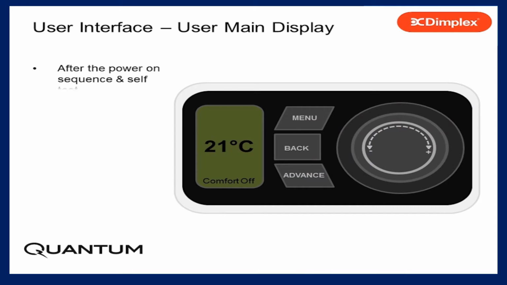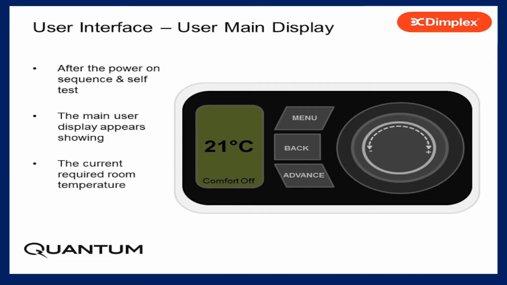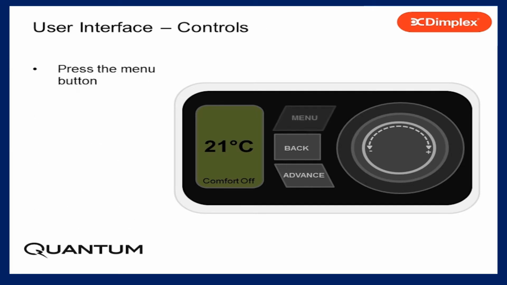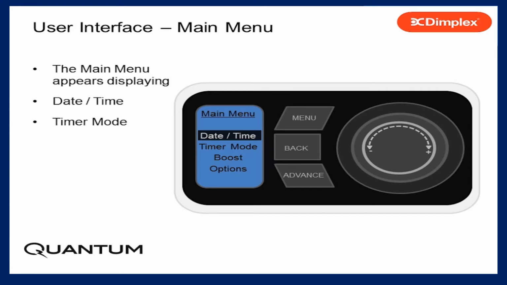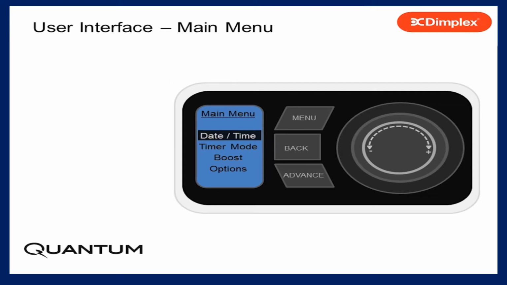After the power on sequence and self-test have completed, the main user display appears, showing the current required room temperature and the current comfort status. Press the menu button to access the main menu. The main menu appears, displaying the date and time, the timer mode, boost, and options. Date and time is highlighted by default.